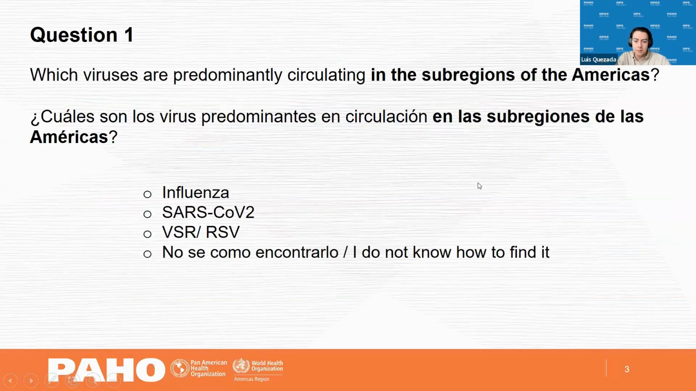The first question is, okay, let's have our dashboard ready. And the first question is, which viruses are predominantly circulating in the subregions of the Americas? We can go to the dashboard and try to answer that question using the information that is available on the dashboard. You should be looking at exercise one, question one, the first question in exercise one.